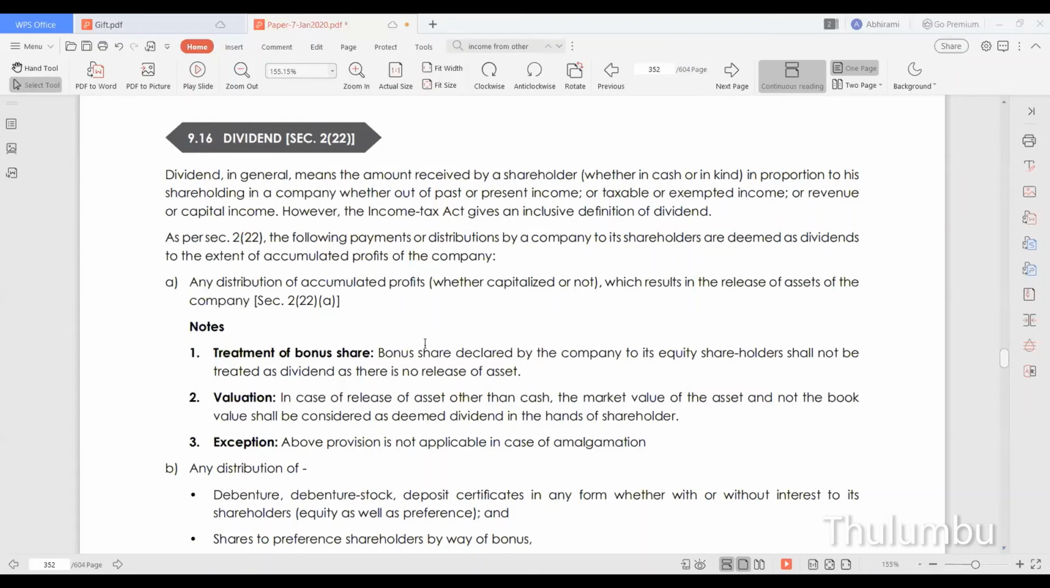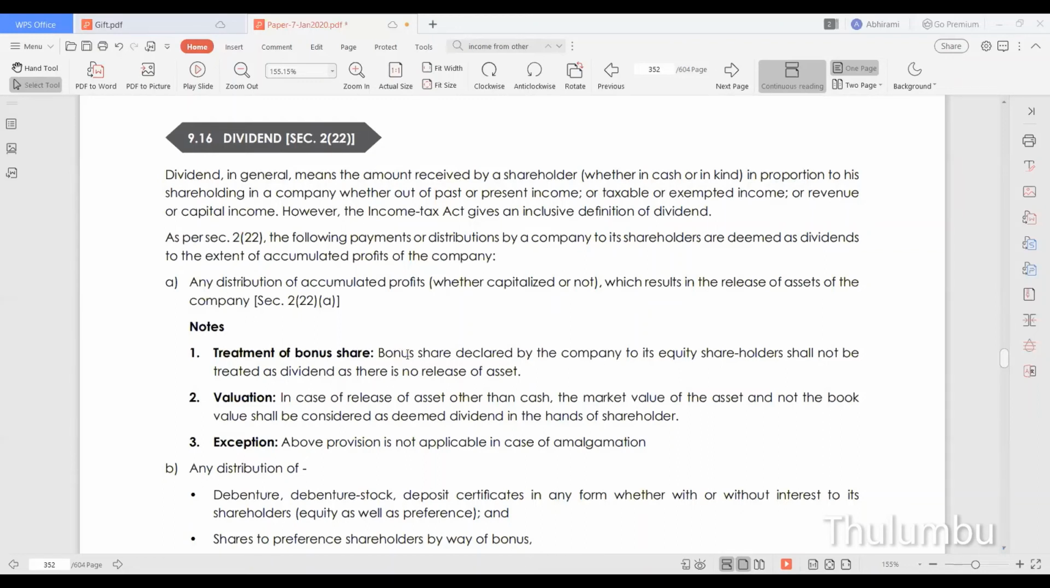Say suppose I am a company with a lot of accumulated profit. Accumulated profit means profit that keeps adding up year on year, so I have a huge amount of profit. If I release that profit and give it out, it is called dividend. So we look at what all is considered as dividend. If I release the excess profit, it is called dividend. So under section 2(22)(a), distribution of accumulated profit is called dividend.